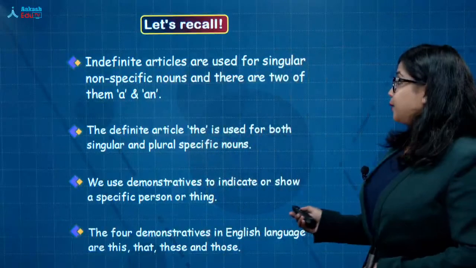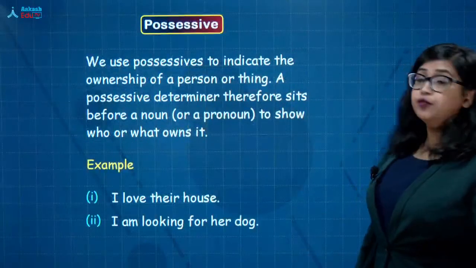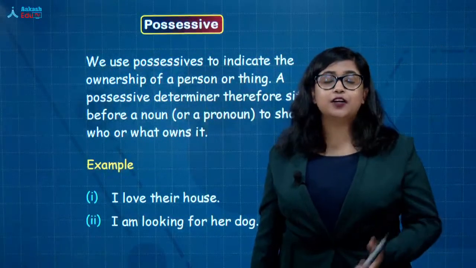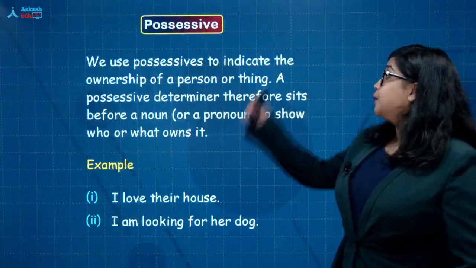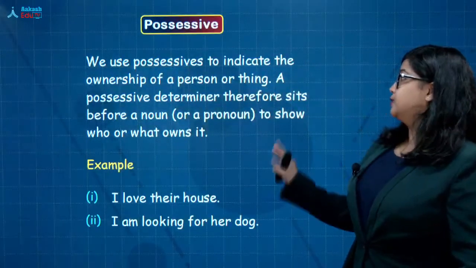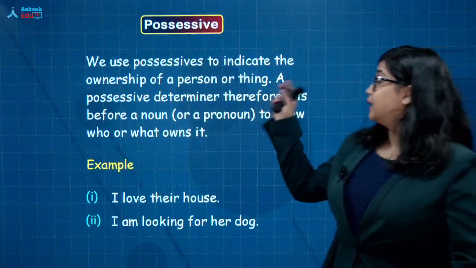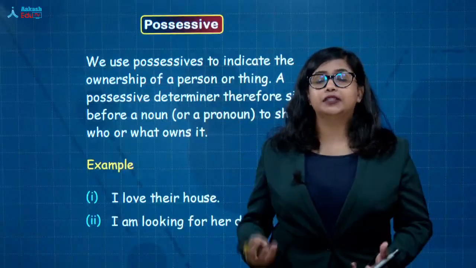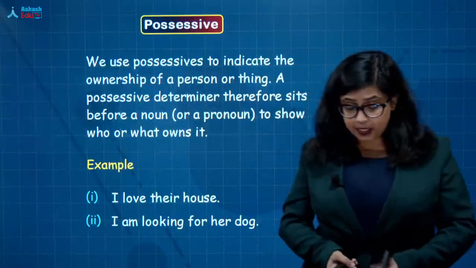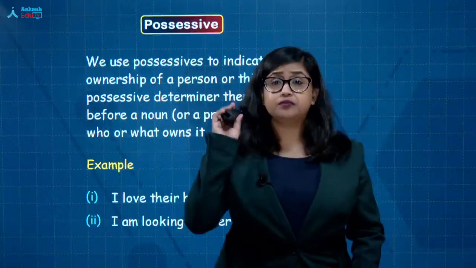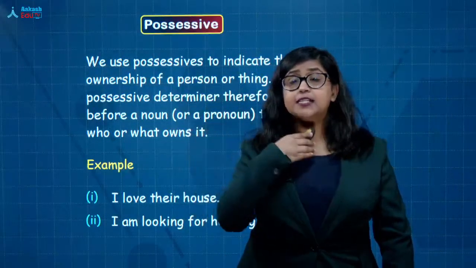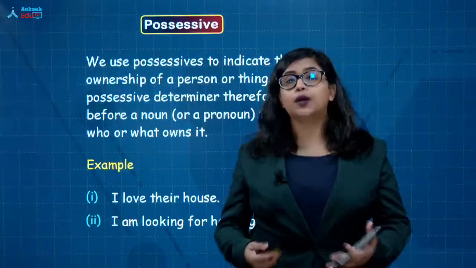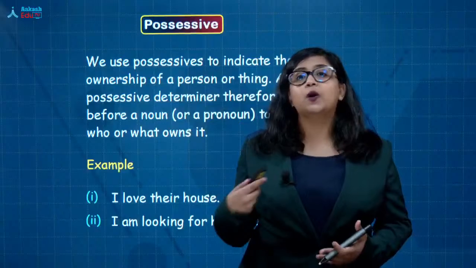Now that we have seen all of that, let us move on to the very next type of determiner. What is it? It's of course possessives. What do you mean by the word possessive? It's a word which indicates the ownership of a particular thing or a person. For example, if I say this remote is mine, what am I doing? I'm talking about its possession, that it belongs to me.